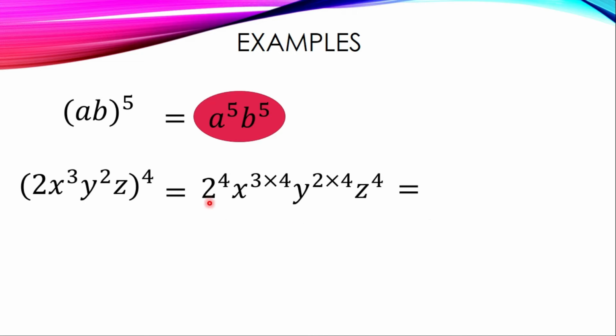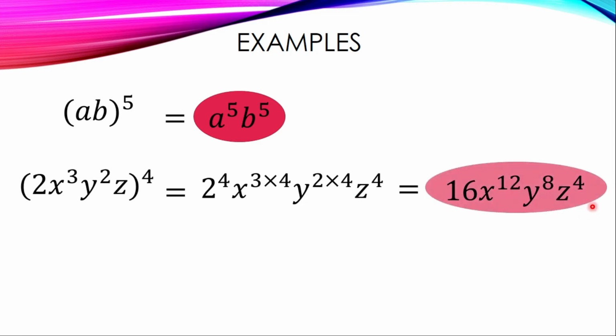When we say 2 raised to 4, it means 2 times 2 times 2 times 2. So your answer will be 16. Wherein x raised to 3 times 4, that's 12, and y raised to 2 times 4, it's 8, and z raised to 4, and that would be now your final answer. Na-distribute yung 4 sa 2, na-distribute yung 4 sa x, na-distribute din yung 4 sa y at sa z.